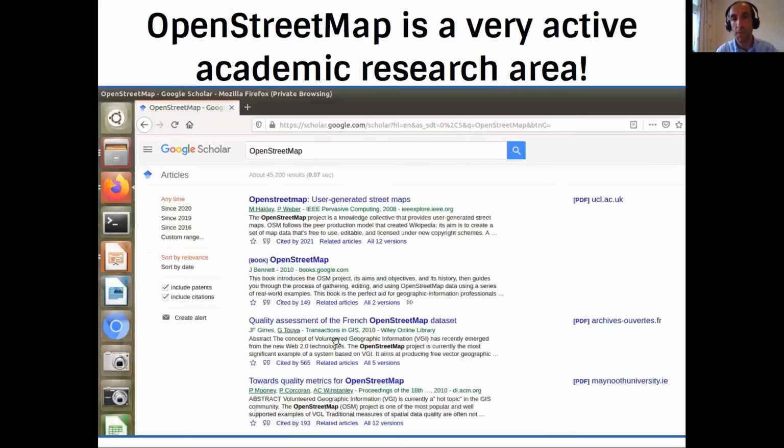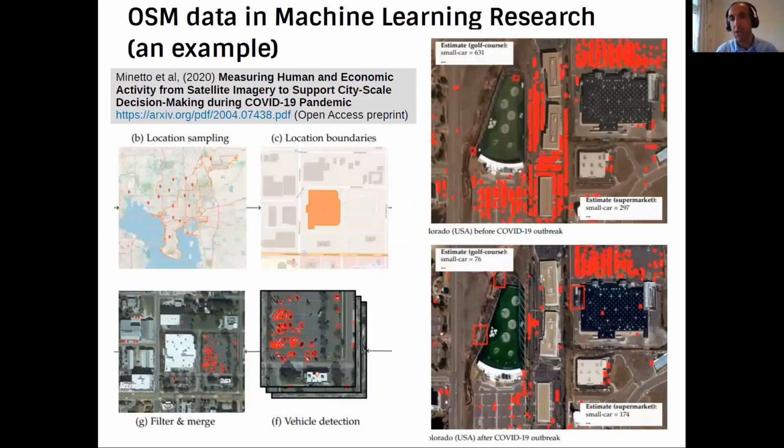And finally, OpenStreetMap is a very active academic research area. I suppose I've become well known within my research area because of OpenStreetMap. People write academic papers on it. There are conferences about OpenStreetMap and about the research related to that. I just draw your attention to two papers, both of which are open access on preprint servers, and are both related to the pandemic response that every country has had to initiate over the last couple of months.